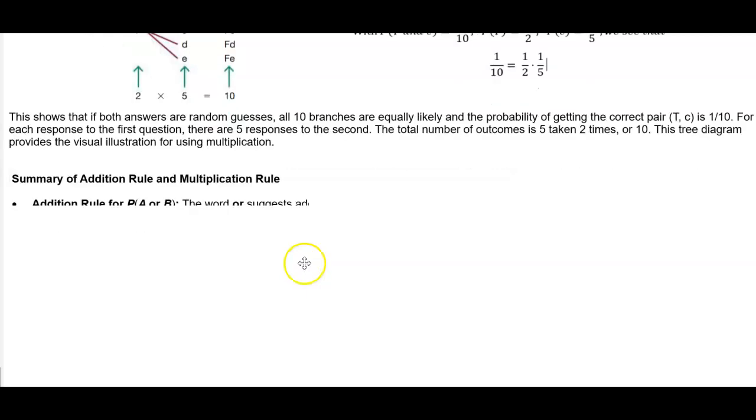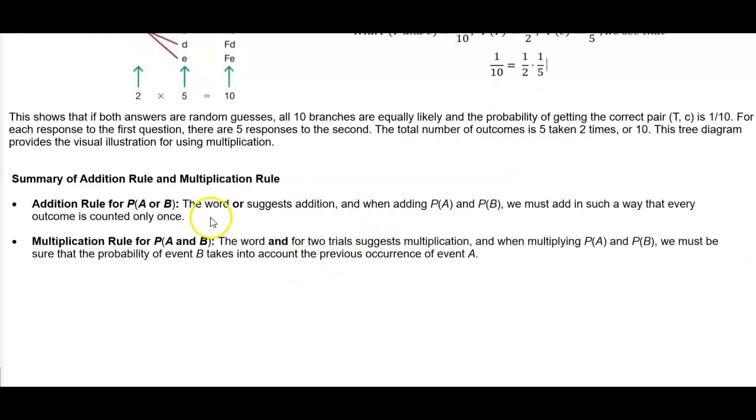Now here is the summary of the addition and multiplication rule. The addition rule for the probability of A or B: the word or suggests addition, and when adding the probability of A and the probability of B, we must add in such a way that every outcome is counted only once. For the multiplication rule of the probability of A and B, the word AND for 2 trials suggests multiplication. And when multiplying the probability of A and the probability of B, we must be sure that the probability of event B takes into account the previous occurrence of event A.